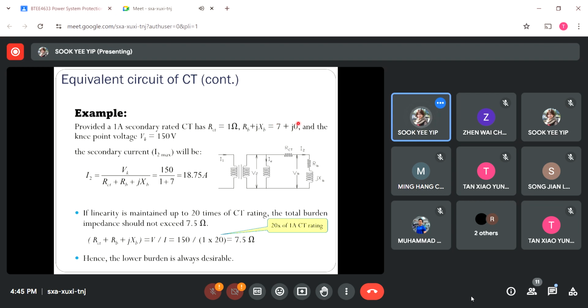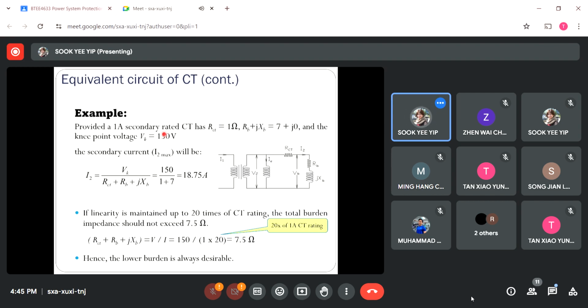The reactance value is 0, right? So let's say the knee point voltage of this current transformer is 150 volts. Which is telling you that the maximum voltage for the current transformer to operate at the secondary side should be kept lower than this voltage value. Higher than this, it will enter into the saturation region.